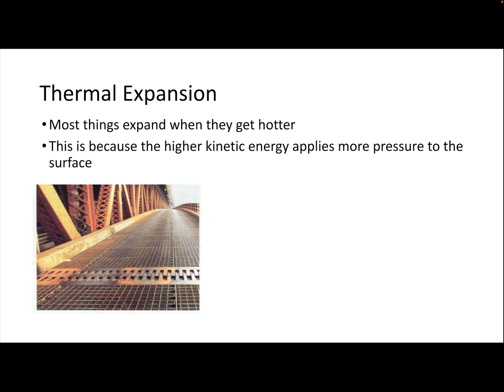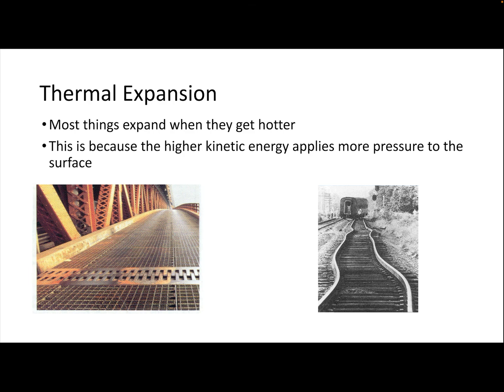This is the reason why bridges have these little metal grates in them. You can see they're kind of like a zipper almost, and it allows the bridge to expand and contract without the bridge breaking. Railroad tracks have the same thing. If they don't, then on a hot day when the tracks expand and get longer, if there's no way for them to expand into, the tracks can bend and buckle like this and cause the train to derail.